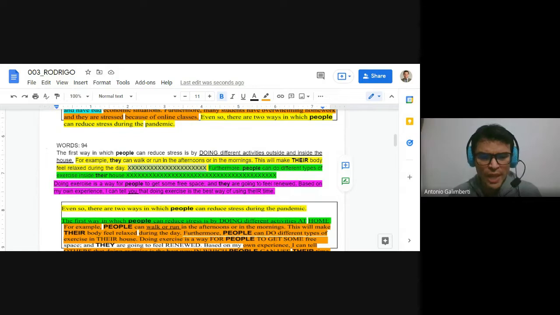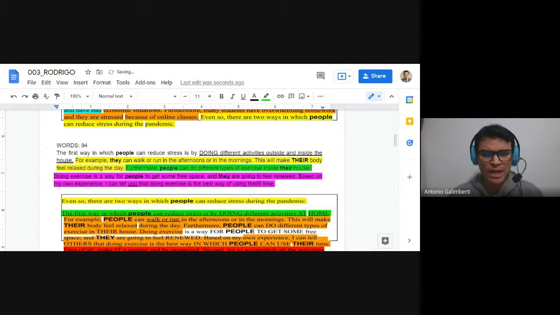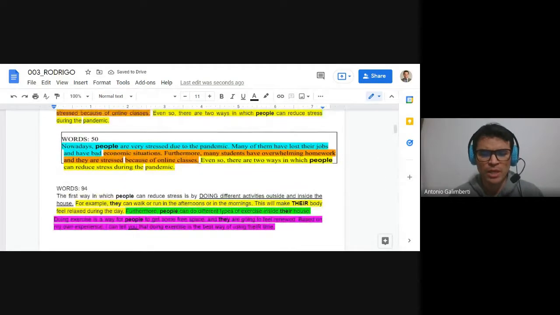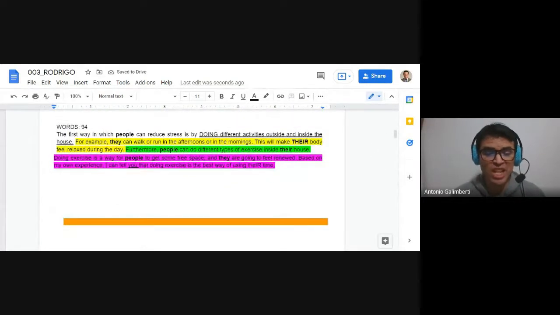Now, what can we say about this paragraph? We have been reading this paragraph and we have identified the use of subject pronouns, possessive adjectives, and also object pronouns. And you are talking about people here. People, they, their, people, their, people, they, but here you have you. So in my opinion, this you shouldn't be here.